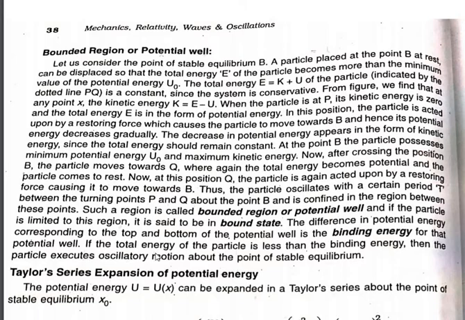If the total energy of the particle is less than the binding energy, then the particle executes oscillatory motion about the point of stable equilibrium that we already discussed. So here what happens is, in a bound state, the particle is moving in oscillatory motion between the turning points about an equilibrium point. Okay, so this is known as the oscillatory motion of a bounded particle.